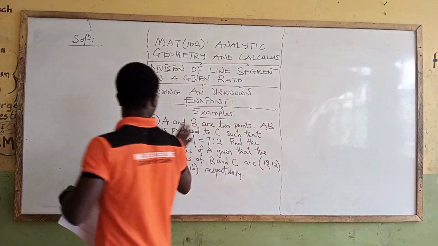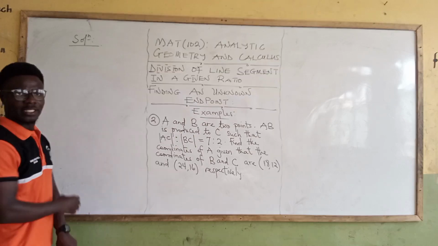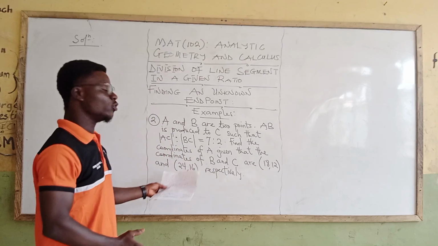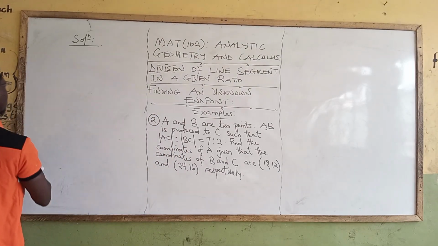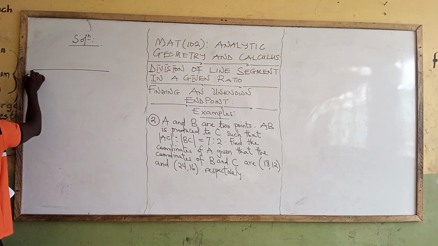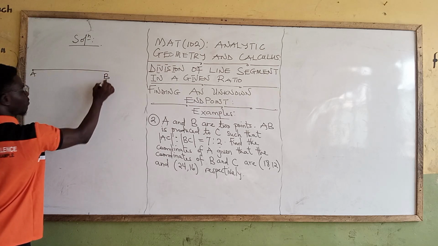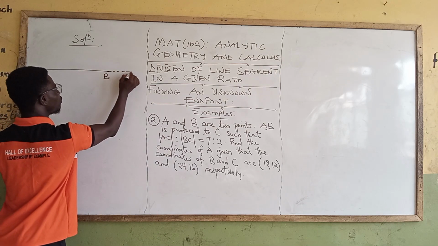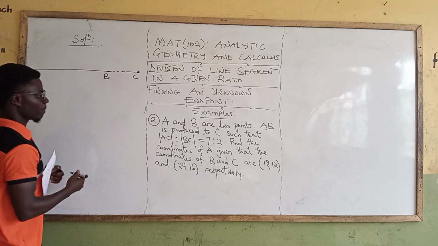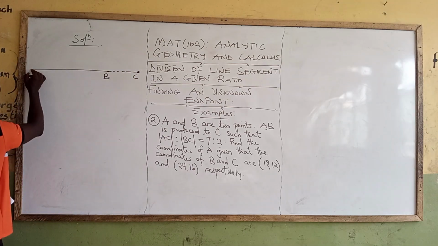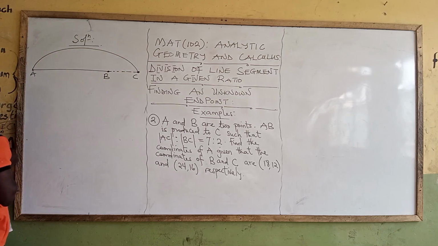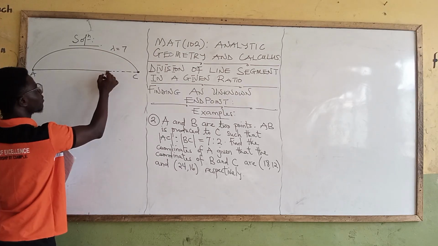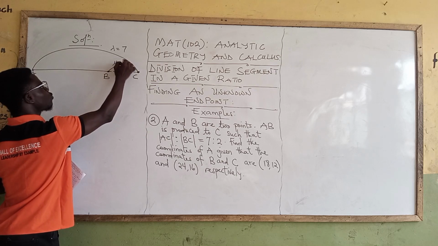So now let's see whether it is internal or external division. You see, this time around, they didn't tell you whether the division is internal or external. But you have to know. So now let's see. I have point A and point B. AB is produced to C, such that the length of AC, that's the ratio given, which is lambda equals 7. Then BC, which is mu, equals 2.